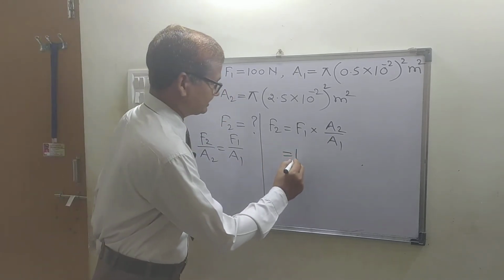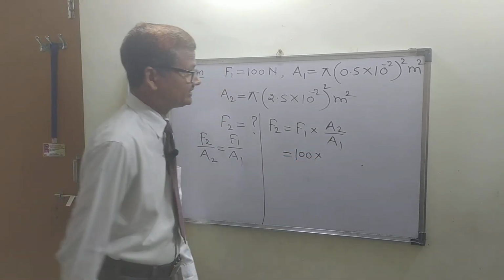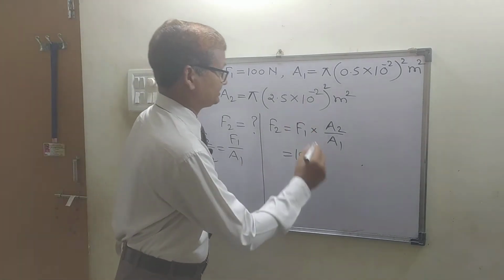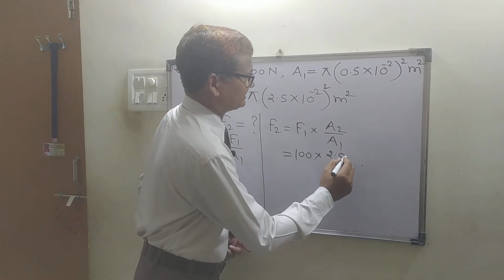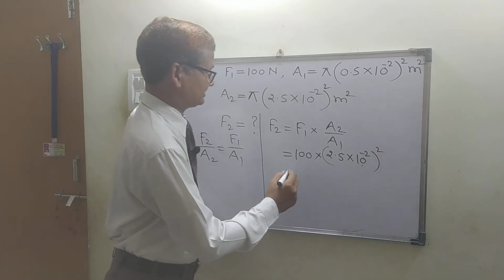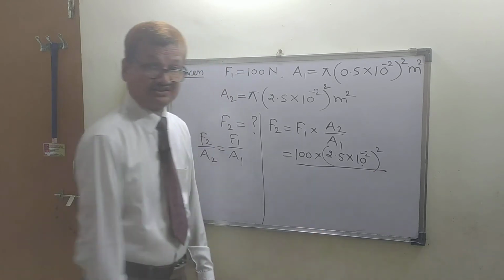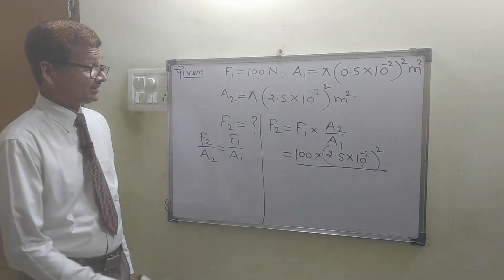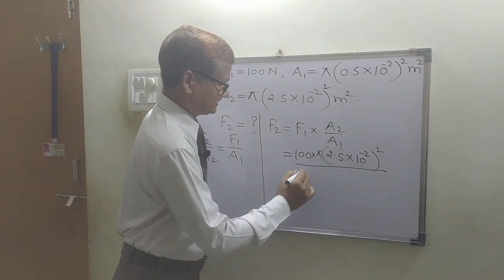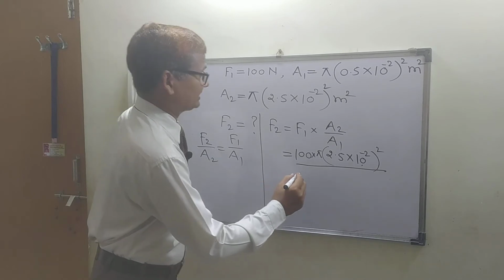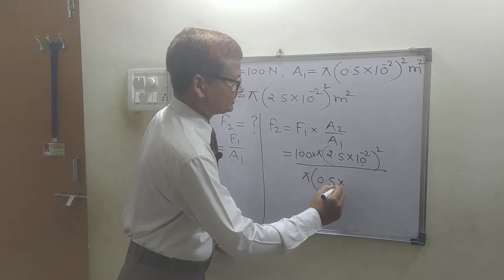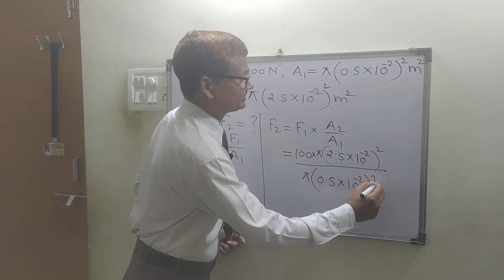F1 is 100 Newton, therefore 100 into A2. A2 is 2.5 into 10 to the power minus 2 whole square, this is A2, upon A1. Here pi also, sorry, there is pi upon A1, and A1 is pi into 0.5 into 10 to the power minus 2 whole square.